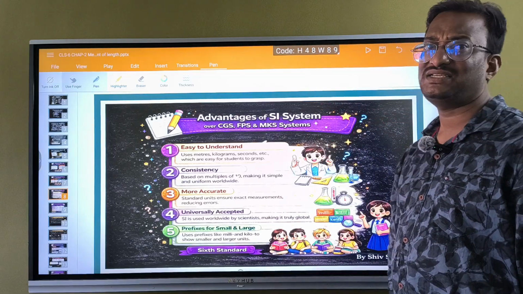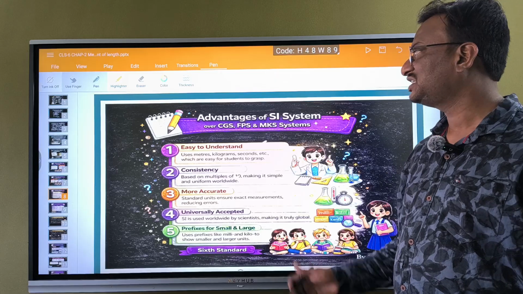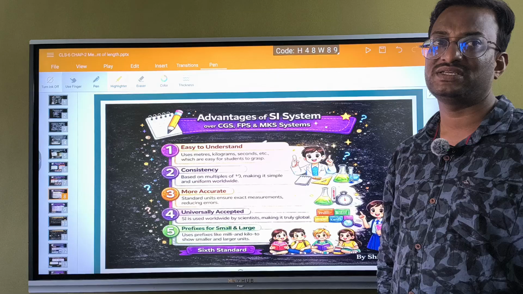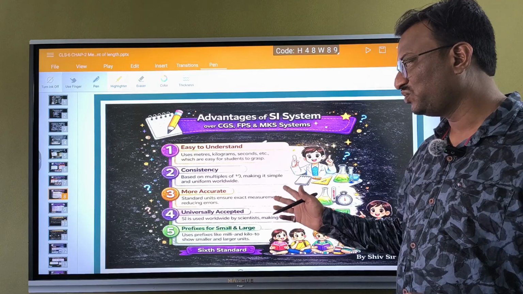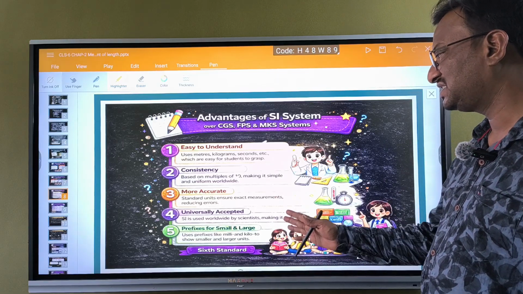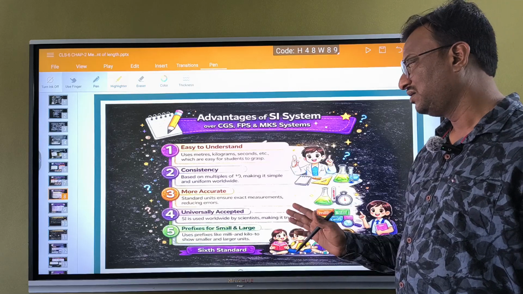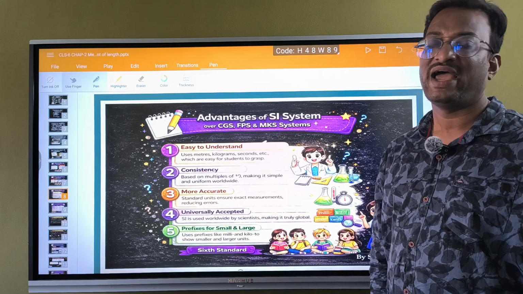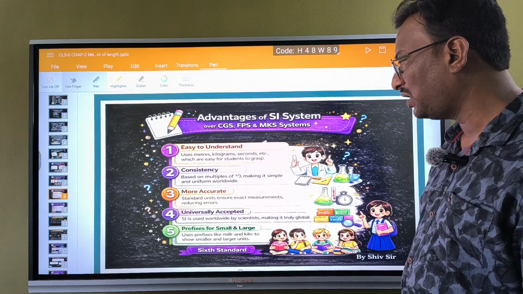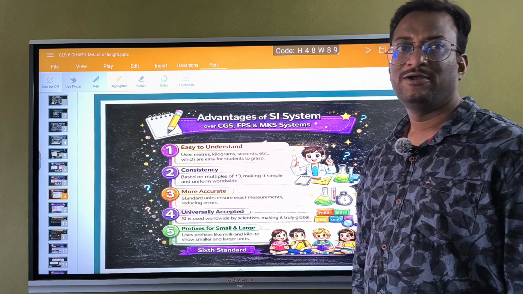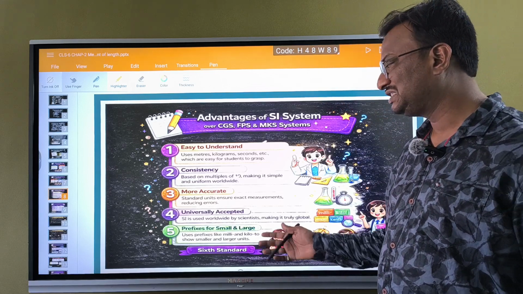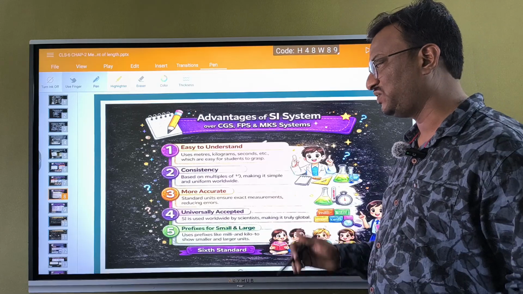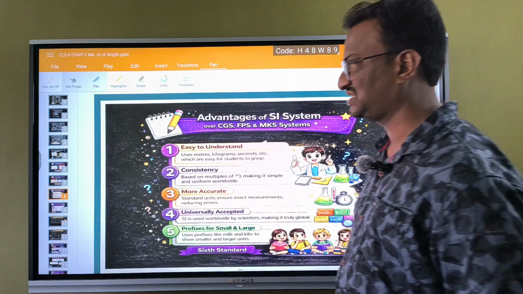Universally accepted. So this SI system is universally accepted. That is why it is called SI, means System International. It is universal, worldwide it is accepted. Scientists have performed and made it truly global. Global in the sense worldwide it is acceptable. Prefixes for small and large units. Prefixes, we will see kilo, milli. Milli is the smallest unit and kilo is the bigger unit. Okay, we will have prefixes for that.